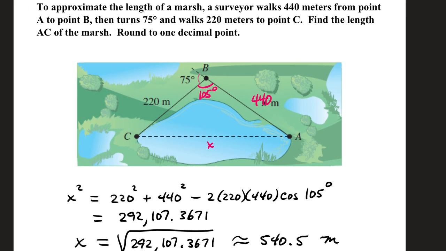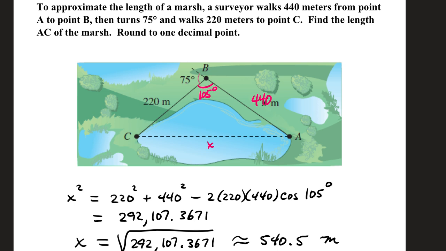To approximate the length of a marsh, a surveyor walks 440 meters from point A to point B. In the diagram, that's this distance from A to B, 440 meters. Then turns 75 degrees and walks 220 meters to point C. Find the length of the marsh, which is AC. Round to 1 decimal place.